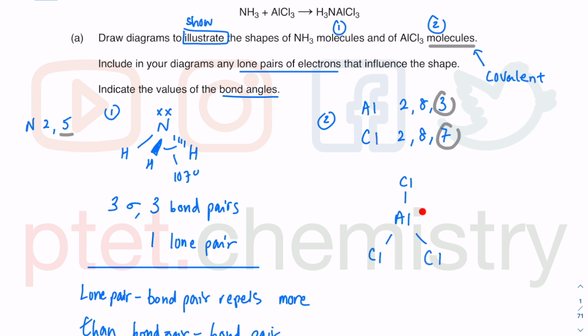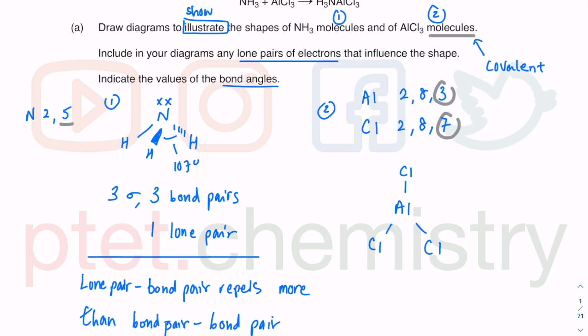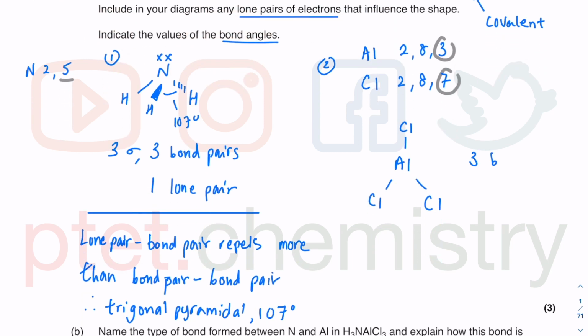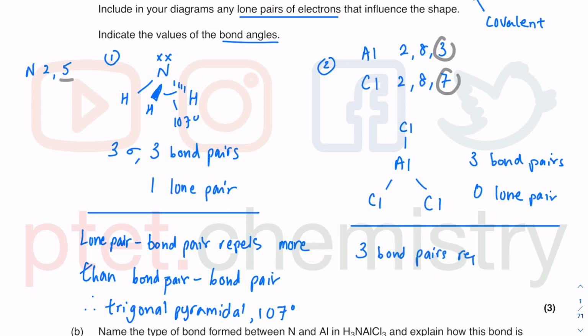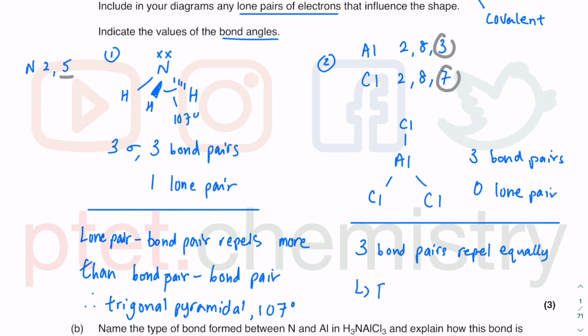The reason I draw it like that is because after you use 3 out of 3 outer shell electrons for bonding, you are just left with 3 bond pairs. Those are your sigma covalent bonds. And then you're left with 0 lone pairs because there is no more electron left on the aluminium center. So the 3 bond pairs will repel equally because there is no lone pair. So what shape you get will be trigonal planar.